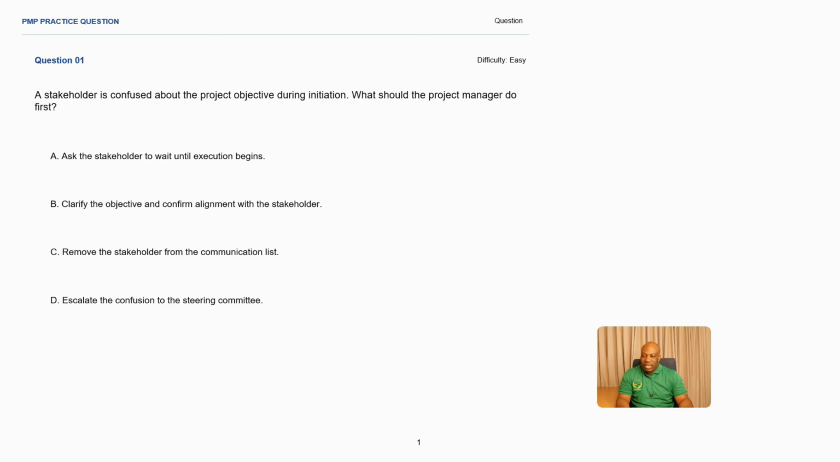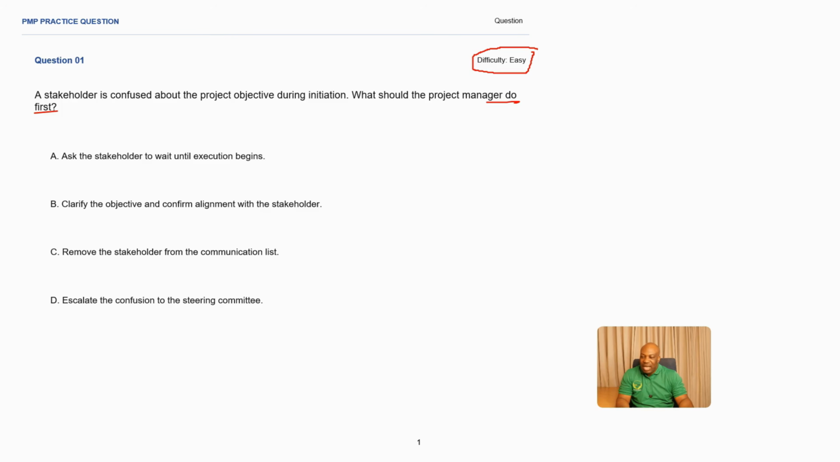So let's get started. Practice question number 1. A stakeholder is confused about project objectives during initiation. What should the project manager do first? Okay, so the important point here is, what should the project manager do first? I consider this question in terms of difficulty to be a bit on the easy side. A stakeholder is confused about the project objective during initiation. What should the project manager do first?